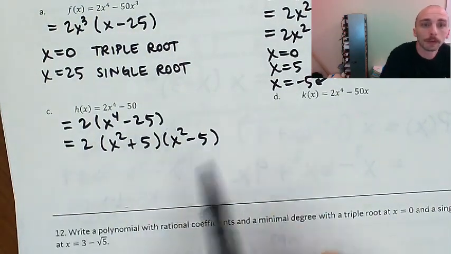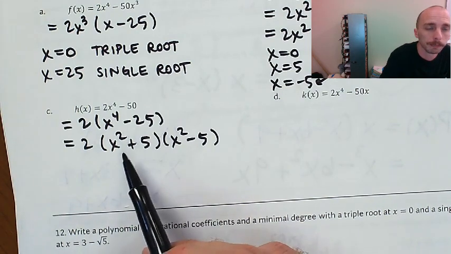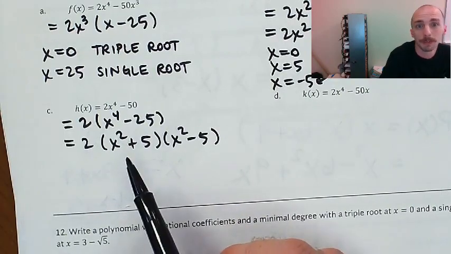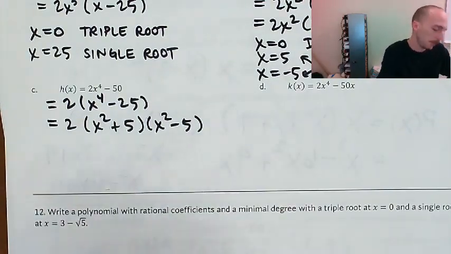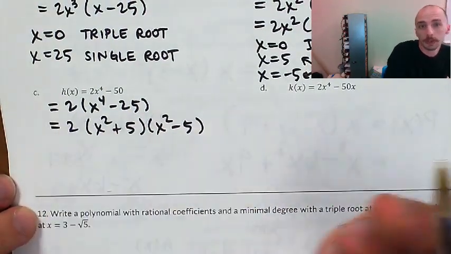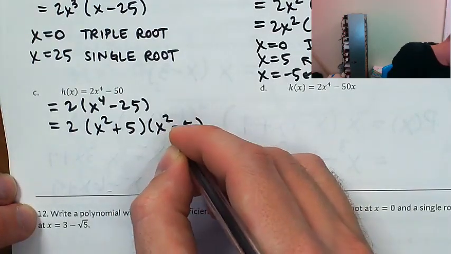Now, x squared plus 5, that can never equal 0. Just think about it. Take a real number, square it, it's going to be positive. Add 5, it's going to be more positive. It can't be 0. X squared minus 5 could potentially be equal to 0. And that's going to be the only thing that's giving us any roots, because 2 can never equal 0, so it's not going to produce any zeros of this polynomial.